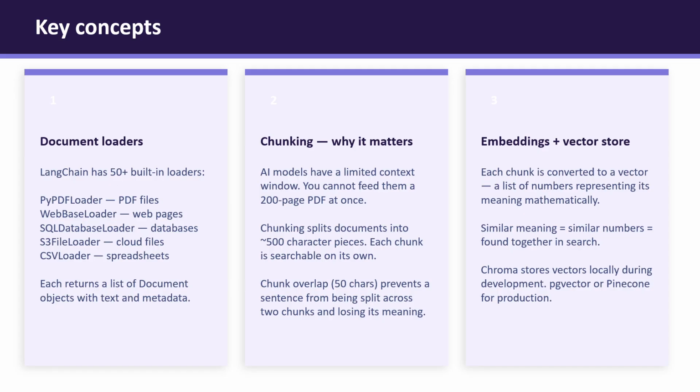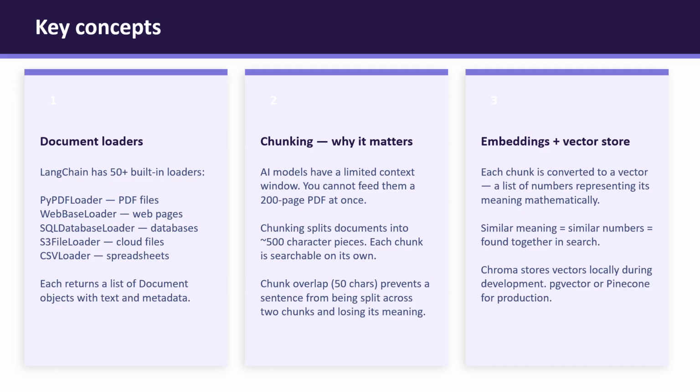Third, embeddings and the vector store. An embedding is the process of converting text into a list of numbers. Those numbers are called a vector. The key insight is that text with similar meaning produces similar numbers.